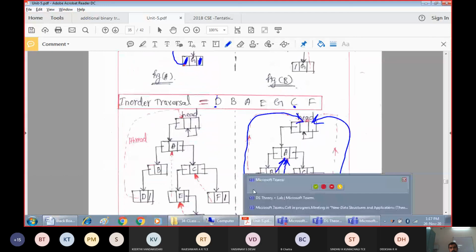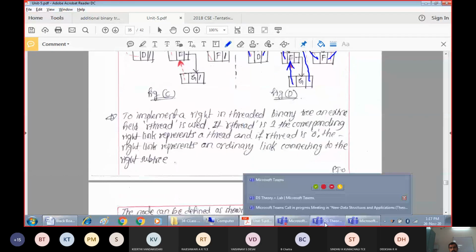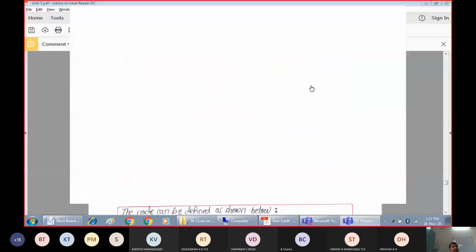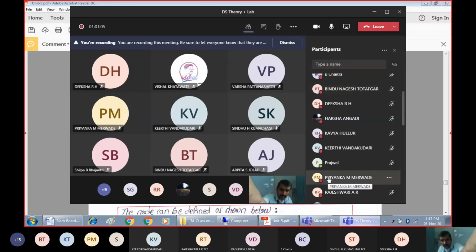That's it. So in this class we have studied threaded binary trees, specifically the in threaded binary tree, and the explanation is the same for the other two types also. The only thing is you have to write their post order traversal and pre order traversal.